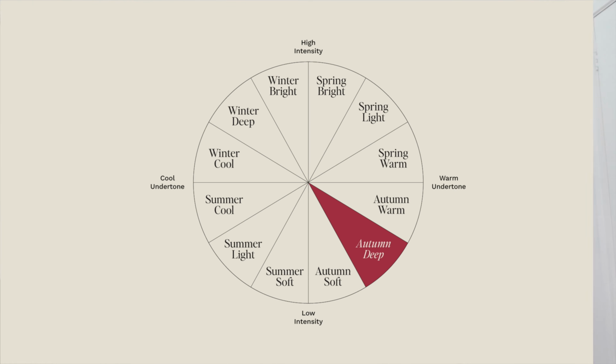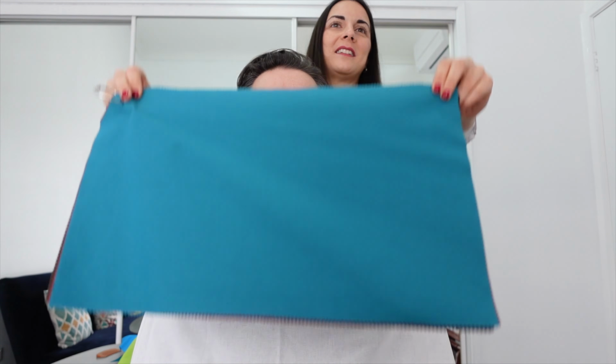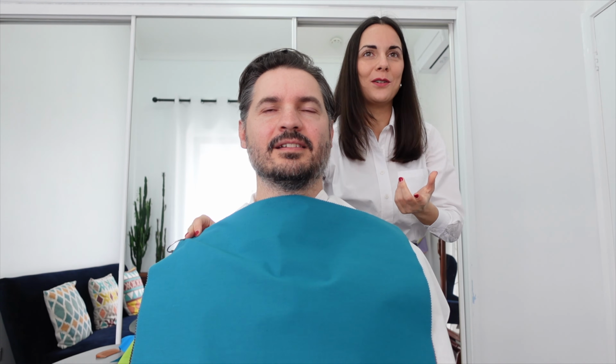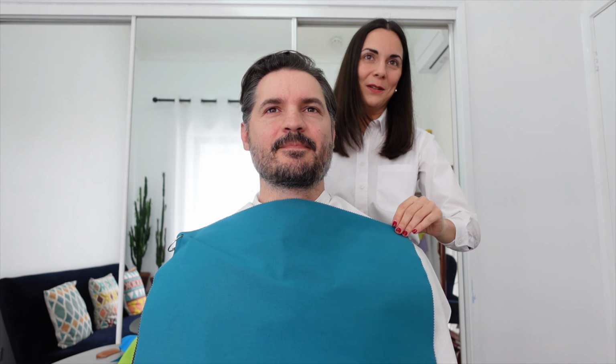Let's have a look at autumn deep. Now this is going to be tough because these colors are warm and soft and you're cool and bright, so these colors are your opposite. So why am I showing these colors to you? Because they're dark, at least. Okay, so they have the depth. Teal. It's a blue-green, you can make it work, but it's not spot on.